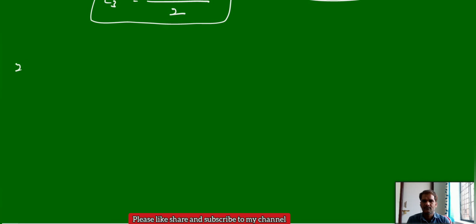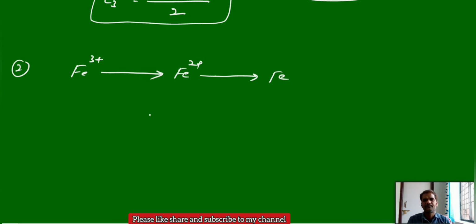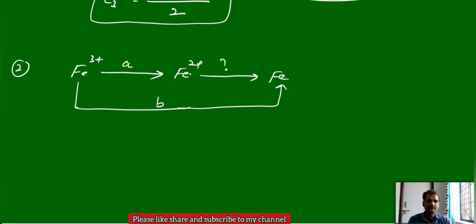Take another question here. You are given, instead of the reaction manner, let us say a continuous reaction. Iron 3 plus is converting into iron 2 plus, and finally iron 2 plus to iron. To convert iron 3 plus to iron 2 plus, the EMF is A, and iron 3 plus to iron, the EMF is B. Then what is the value of iron 2 plus to iron? They ask to calculate this EMF value.